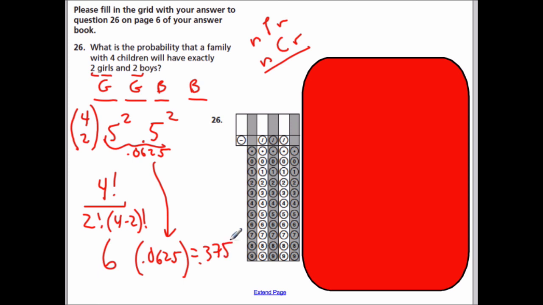So when I go up to my gridded response, it doesn't matter where I put it, I'm going to put it right here. Here's 0.375. And then I've got to bubble in those specific points. There's the point, and then the 3 is down below the 3, the 7's down below the 7, and the 5 is down below the 5. It's one way to put in your answers for that.